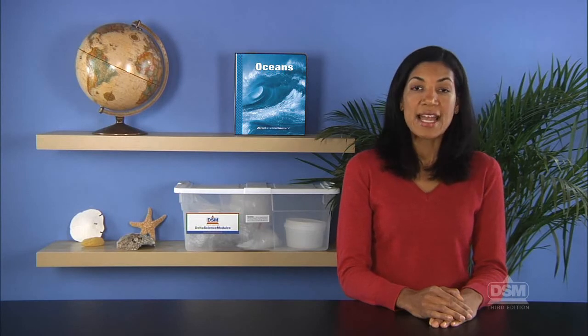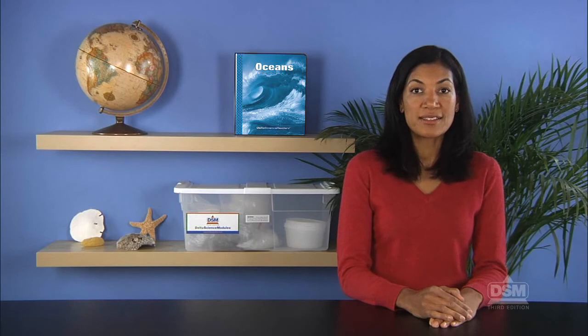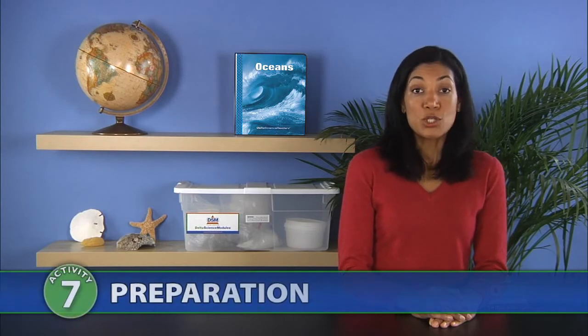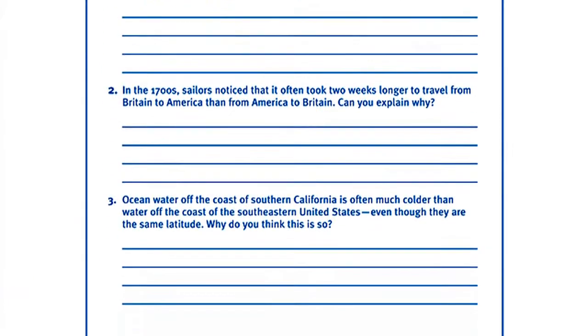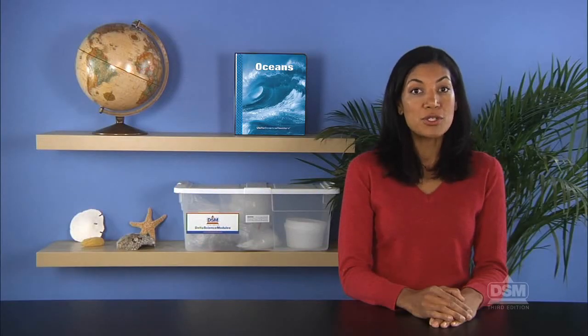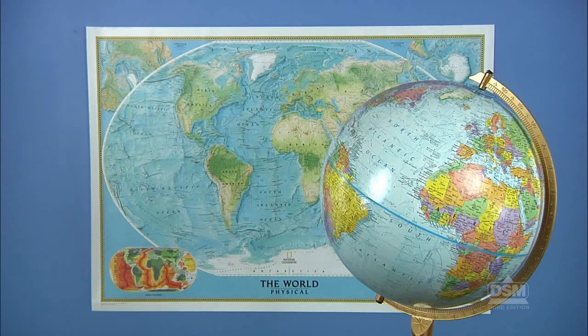To conclude Session 1, discard the water and straws, collect the clay, and store it in a reclosable plastic bag. Wash and dry the plates and return them, along with the other materials, to the kit. To prepare for Session 2, make a copy of Activity Sheet 7, Parts B and C for each student, and make a copy of the 2 hemisphere resource sheets for each team of 4. Make sure to have a globe and the physical map of Earth available for students to examine.